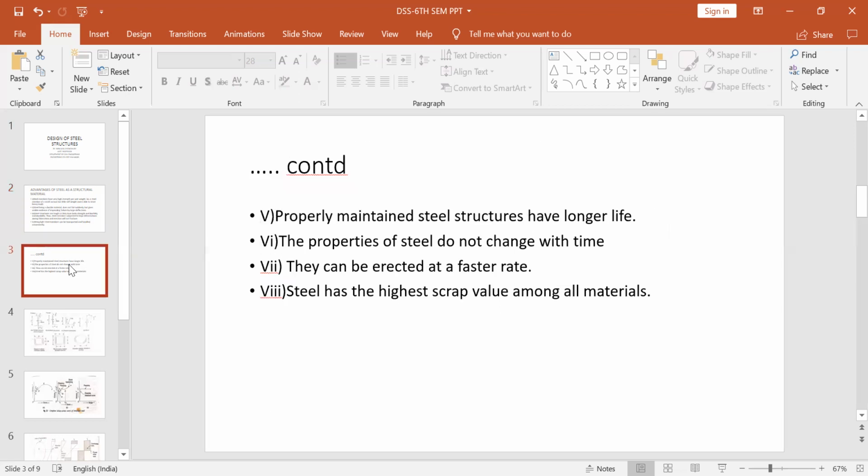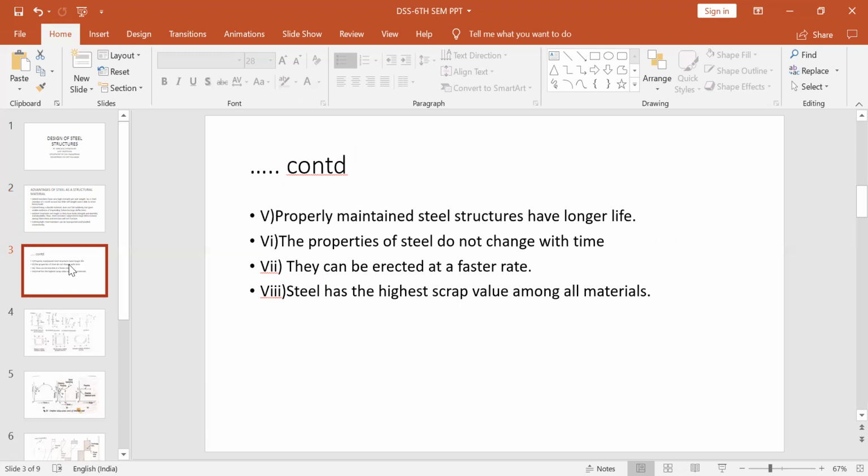Properly maintained steel structures have a longer life. Properly maintained means here that maintenance refers to corrosion. If the steel structures are not corroded, if they are properly maintained and painted, they will not lead to corrosion. It will have more life. The properties of steel also do not change with time. Okay, they are time independent.